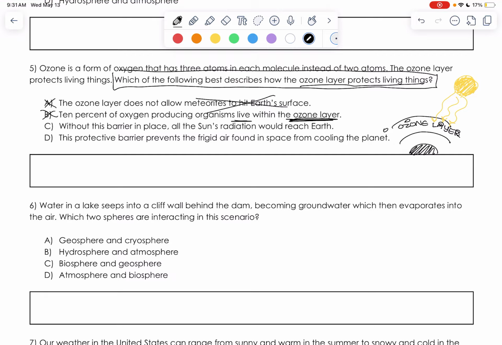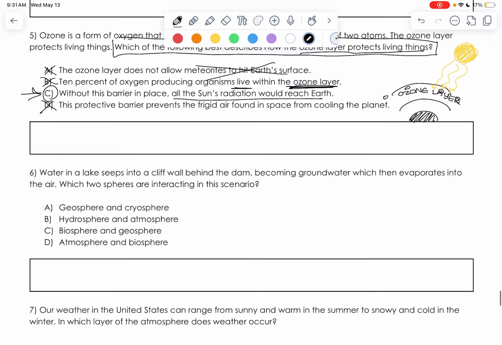No. C, without this protective barrier in place, all the sun's radiation would reach Earth. That is a great answer. And D, this protective barrier prevents the frigid air found in space from cooling the planet. That is not the purpose of the ozone layer. The correct answer is C.